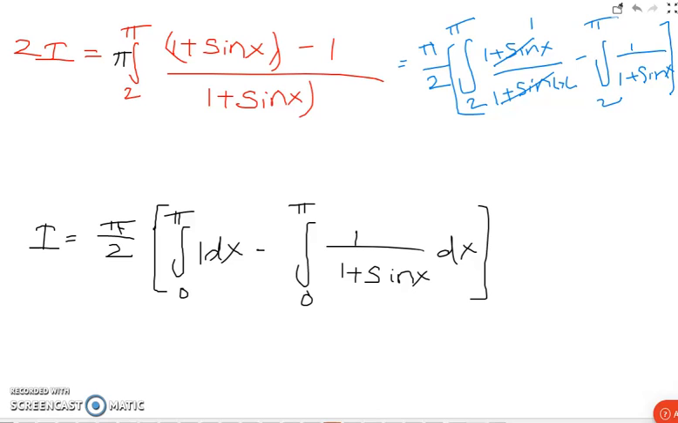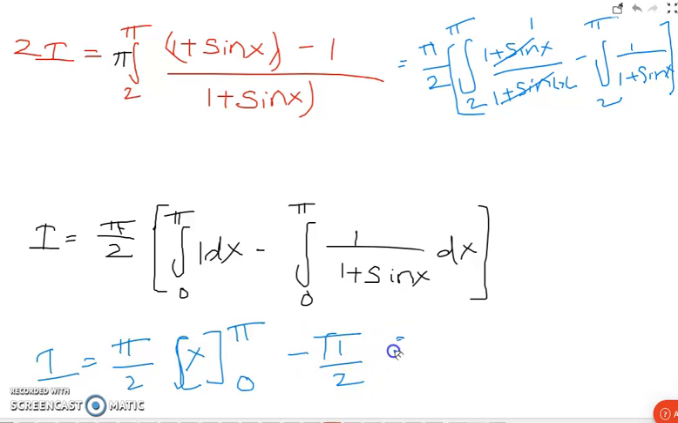Now what must we do? We remove the integration. Pi by 2, integration of 1 is x, with upper limit pi and lower limit 0. Minus pi by 2, and we keep the other integral as it is, integral from 0 to pi of 1 by 1 plus sin x. Here we multiply and divide by 1 minus sin x.